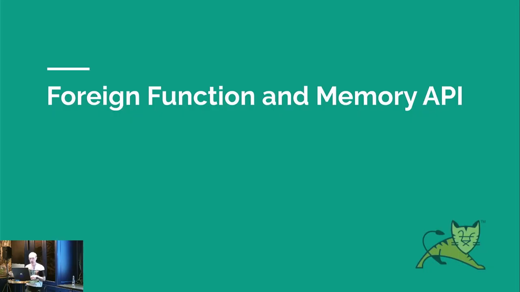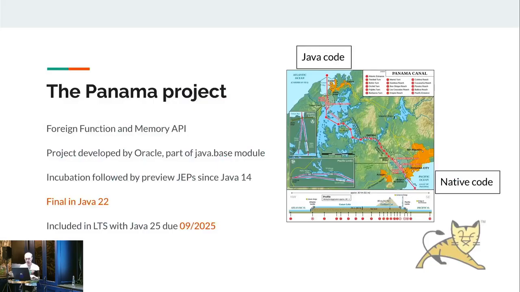So first we're going to cover the basics of the foreign function and memory API. It's a project that was developed by Oracle. It's part of the java.base module, the core module of the JVM. It's part of the Java language, and it shows how important Oracle thinks this new API is. It's been in incubation for a long, long time.